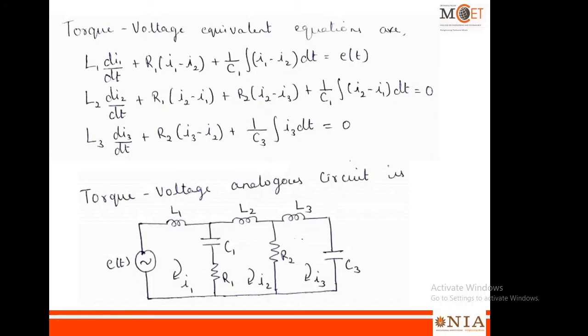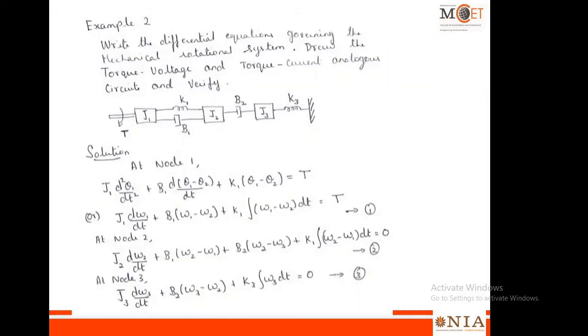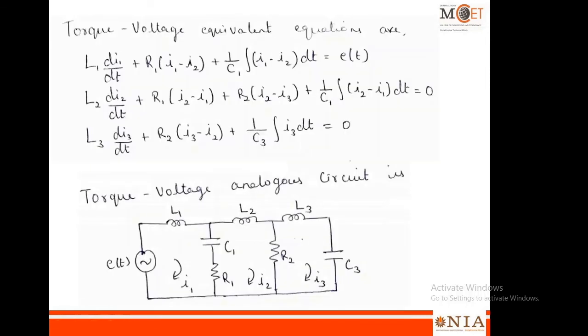I'll teach you a small shortcut also, as I said earlier in the force voltage. You can see here three nodes, so three loops. J1 is exclusively to loop 1, whereas this K1 and B1 are connected between node 1 and node 2. So here in the circuit also you can see that the equivalent for mass, that is the inductor, is only for this loop 1, whereas the C and R are in common between the loop 1 and loop 2.